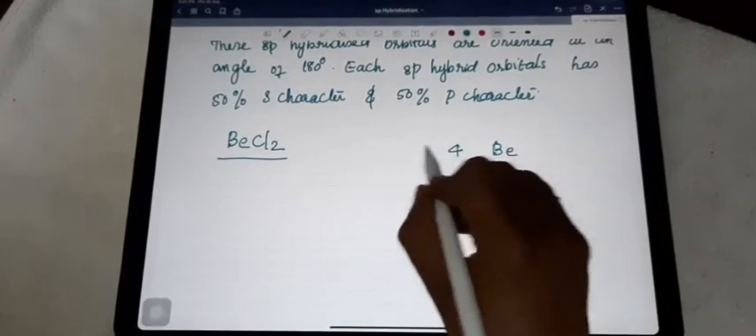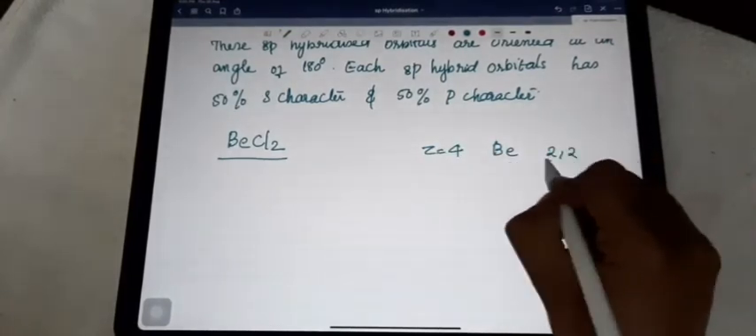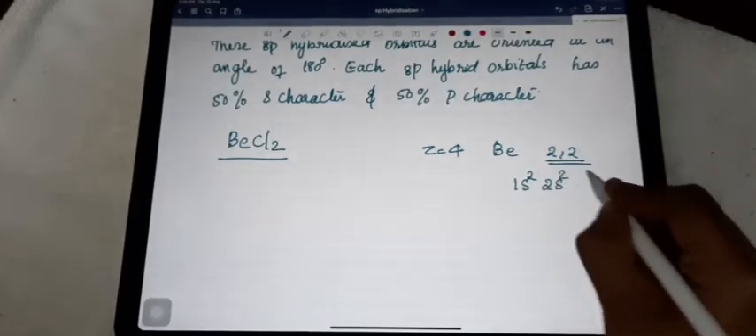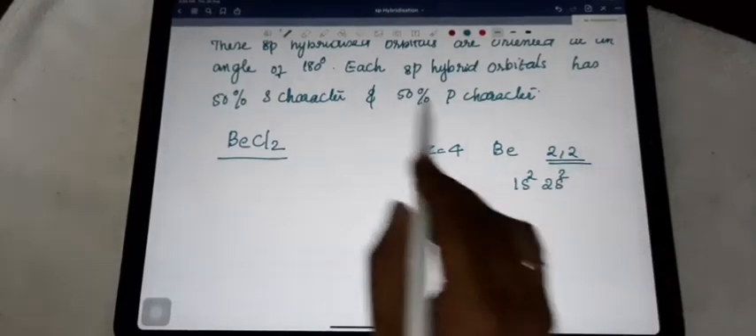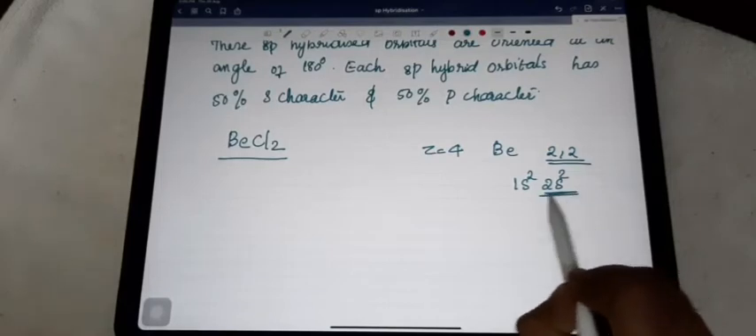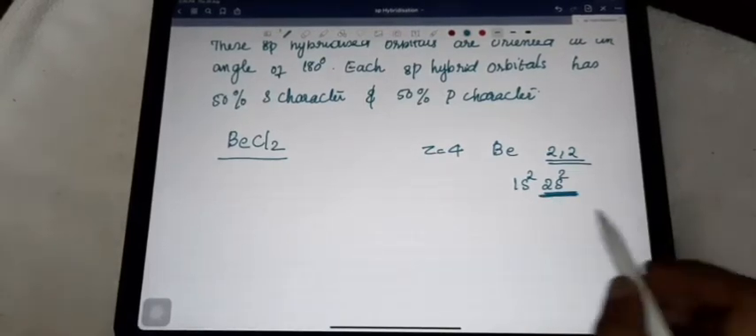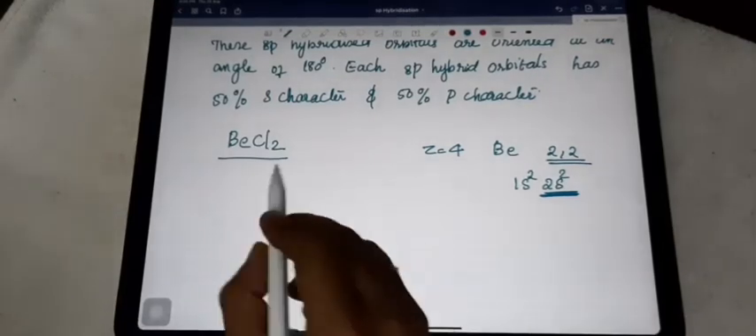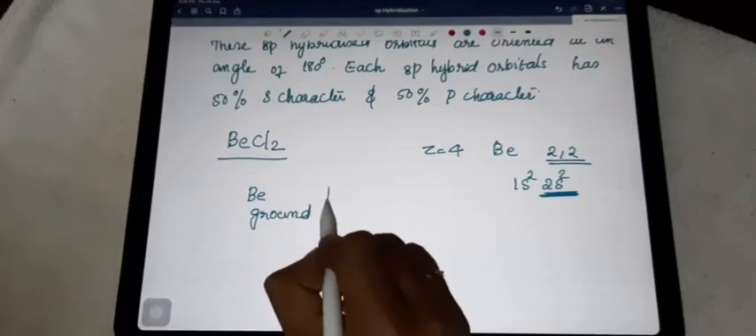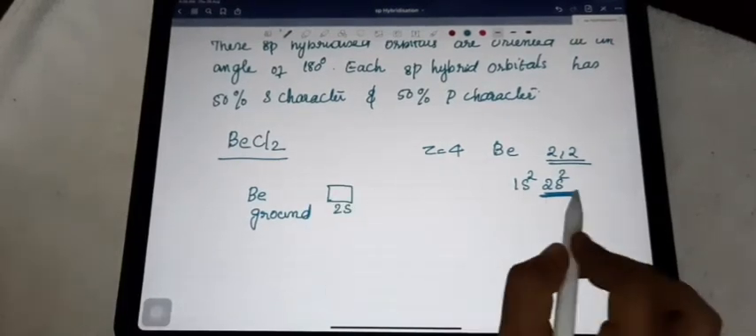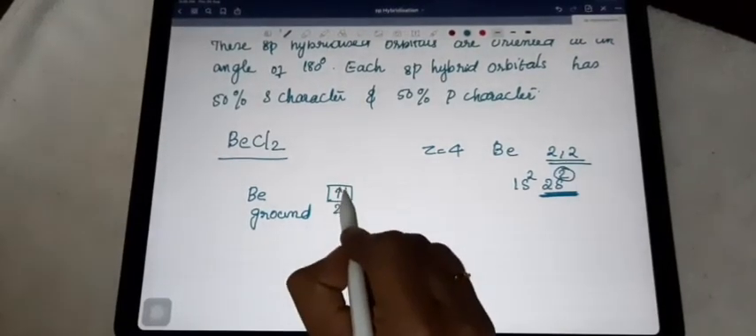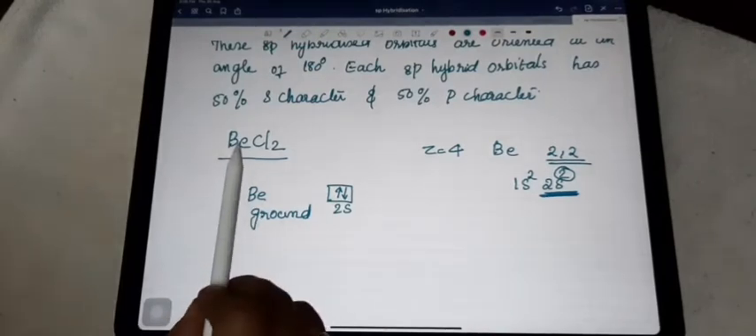Beryllium's atomic number is 4, so the electronic configuration is 2,2. You can write the electronic configuration subshell-wise as 1s2 2s2. In the case of hybridization, we consider only the valence electrons. So here this is the valence shell, only 2 electrons. So here we can represent beryllium in the ground state like this: 2s only, there are no 2p electrons. So in the 2s, how many electrons? 2 electrons. So just represent it like this.